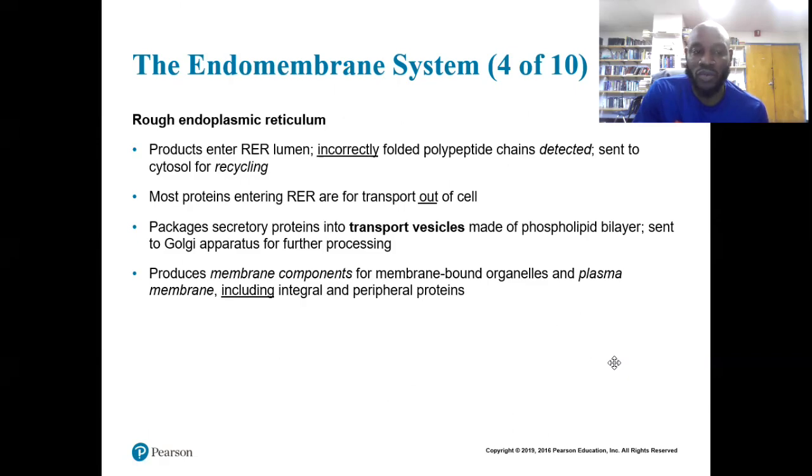What happens in the rough endoplasmic reticulum is things get packaged into transport vesicles made of phospholipid bilayer, the same phospholipid bilayer as a cell. This is making it into a vesicle, which we talked about with endo and exocytosis, and it is sent to the Golgi apparatus for further processing. Also, the rough endoplasmic reticulum produces membrane components for membrane-bound organelles and the plasma membrane, including integral and peripheral proteins.